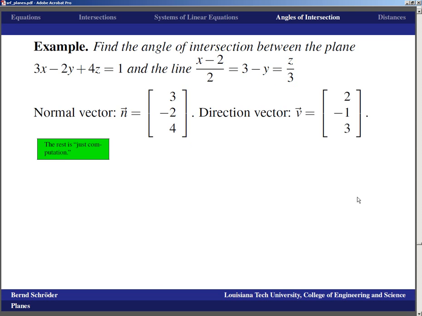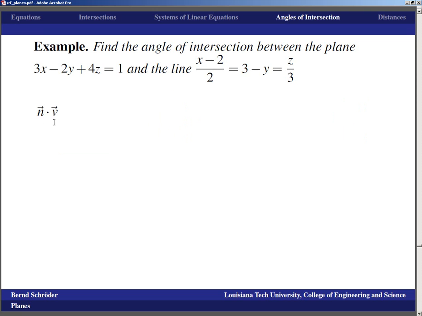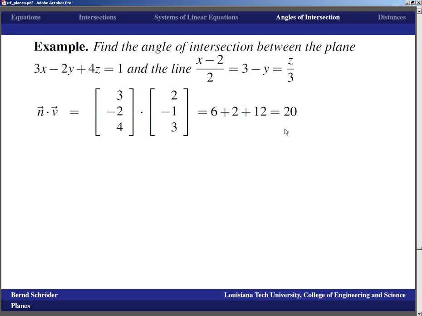Here's that green box that I hope will ultimately make you happy, because, well, I mean, all we have to do is compute an angle. We know how to do that, right? So n dot v would be 3, negative 2, 4, dot 2, negative 1, 3. Double check, yeah, 3, negative 2, 4, 2, negative 1, 3. Those are the right vectors. And that would give us 6 plus 2 is 8, plus 12 is 20, right?